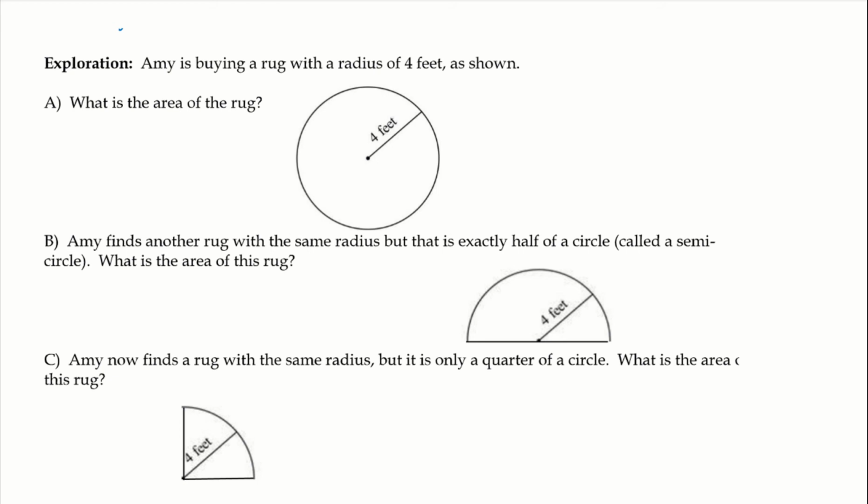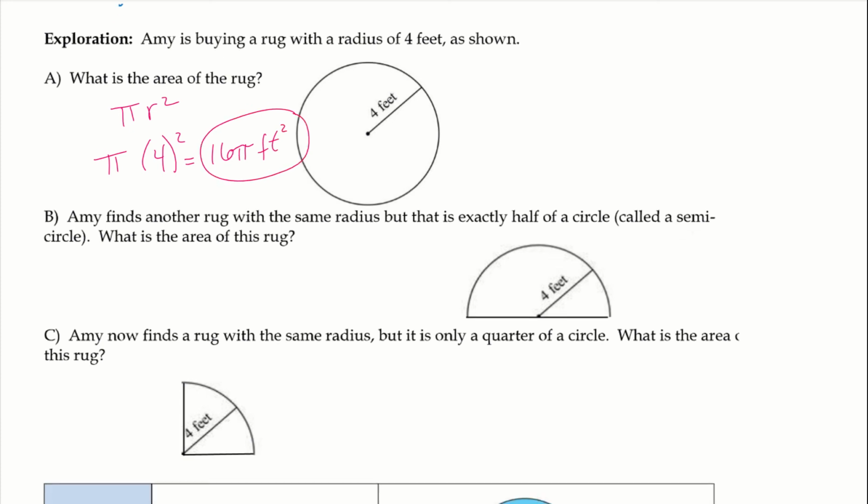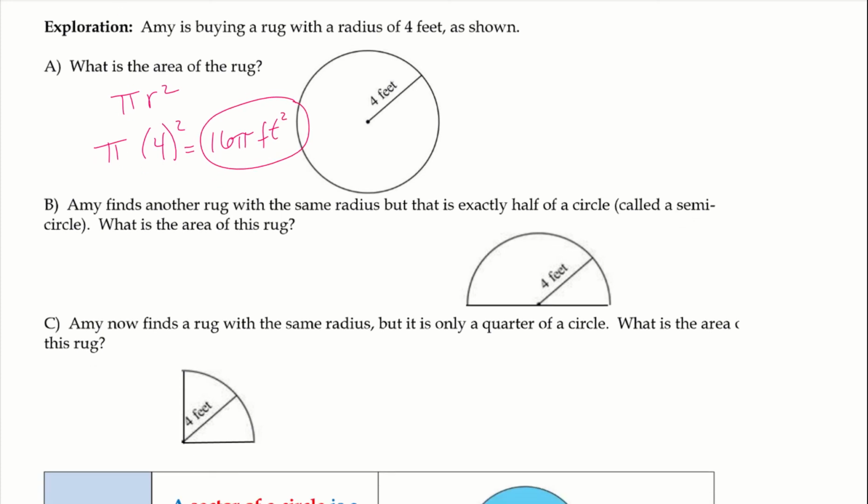So first we want to find, Amy is buying a rug with a radius of 4 feet as shown. What is the area of the rug? So area, it is a circle. So we're going to have pi r squared. The radius is 4, so we're going to have pi times 4 squared, which is going to be 16 pi. And it's feet, so we can put feet squared. It doesn't tell us to do decimals or pi, but I'm just going to go ahead and leave it as pi.